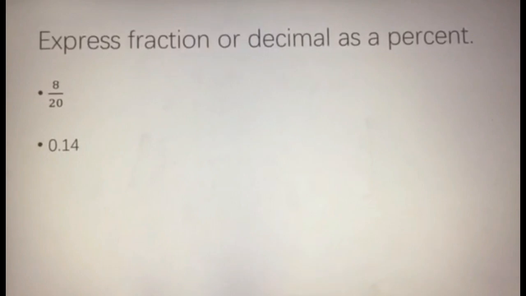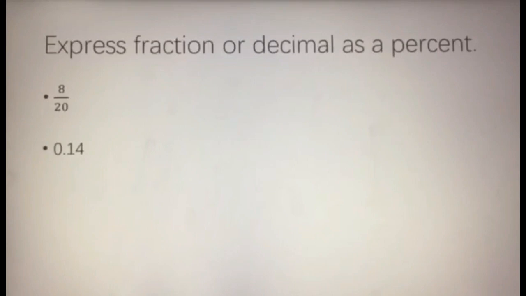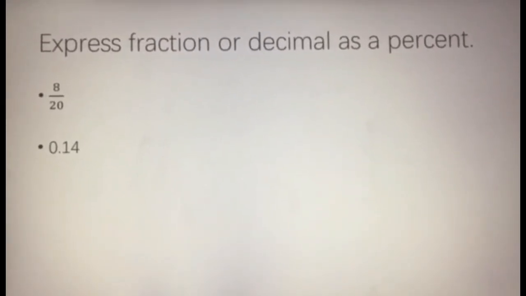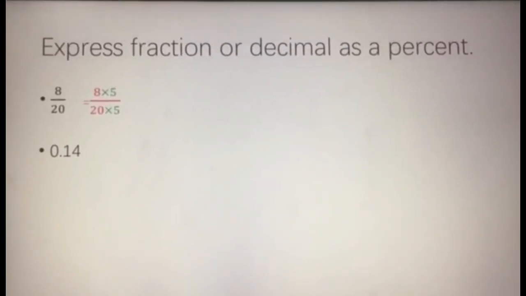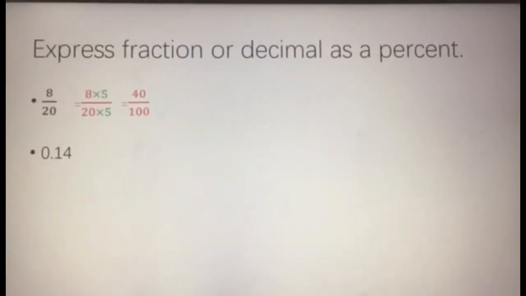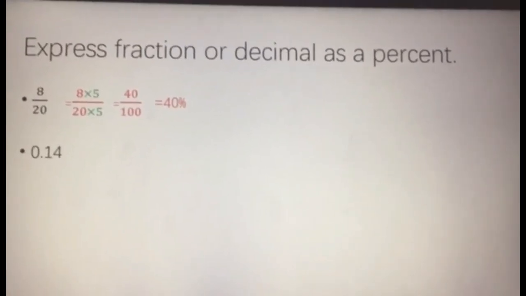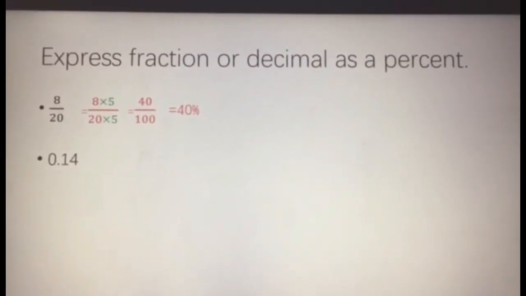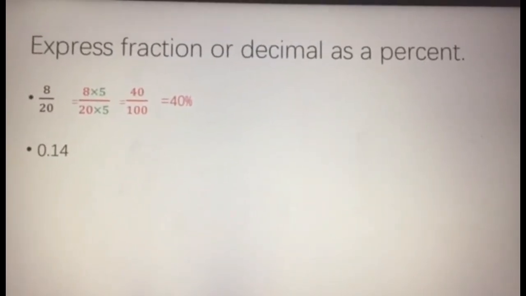Express a fraction or decimal as a percent. If you see a fraction, and you're required to express it as a percent, we know that we can change the denominator to 100. Then we get a fraction of something out of 100. In this example, 8 out of 20. 20 times 5 is 100. So 8 times 5, it keeps the fraction equivalent. And you get 40 out of 100, which is 40%.